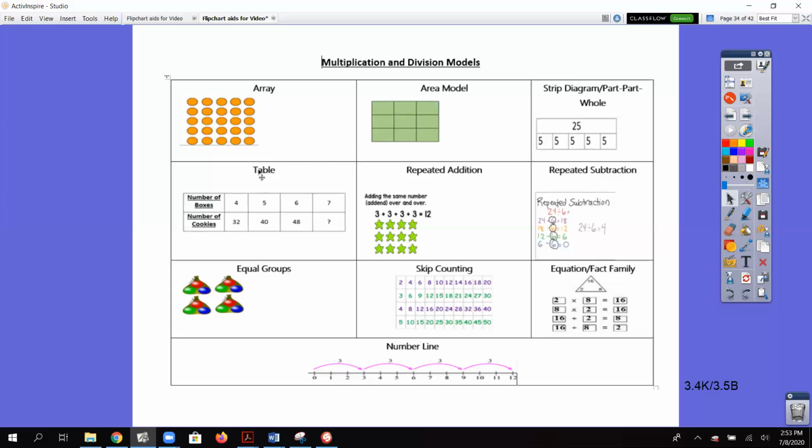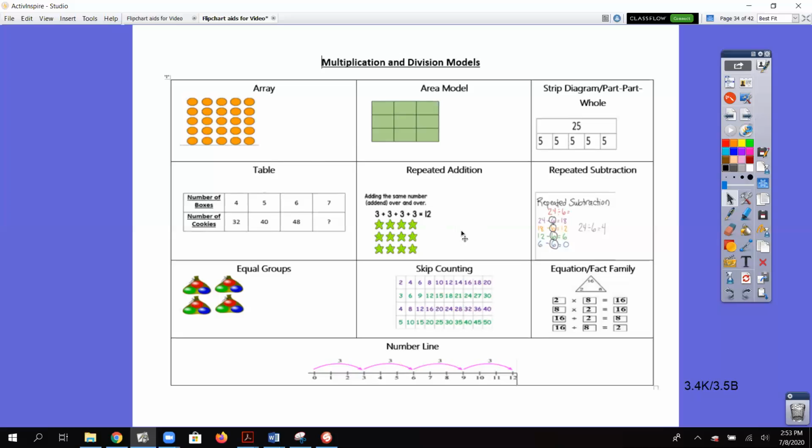Then we have a table. And as you learn, tables can have many patterns and rules. You have your input and your output. And when you study multiplication and division, you'll learn more about tables using the rule to multiply or to divide.